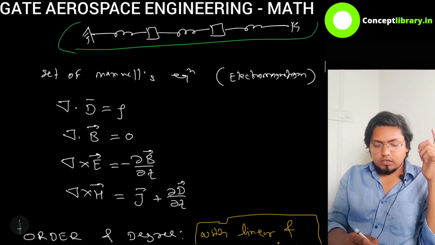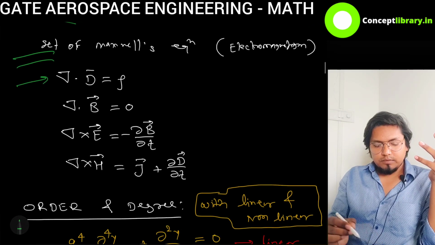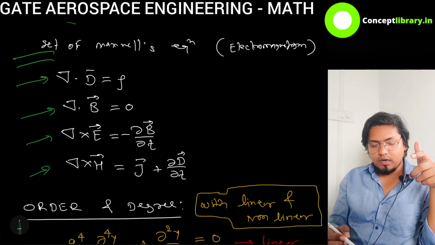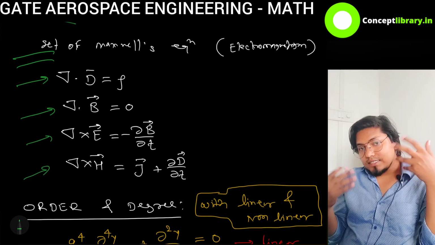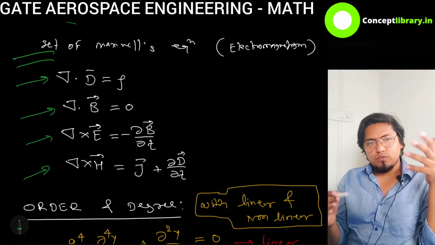Okay, now the set of Maxwell equations can be another example. Here you can see I have divergence, divergence, curl, curl. So these equations are the set of Maxwell equations, but they are used in electromagnetism. It is not useful for us.